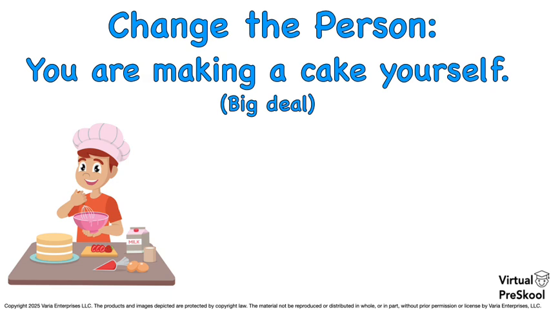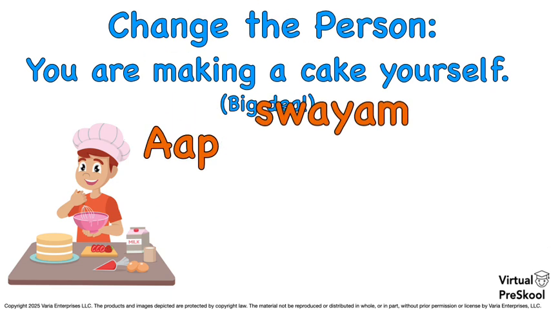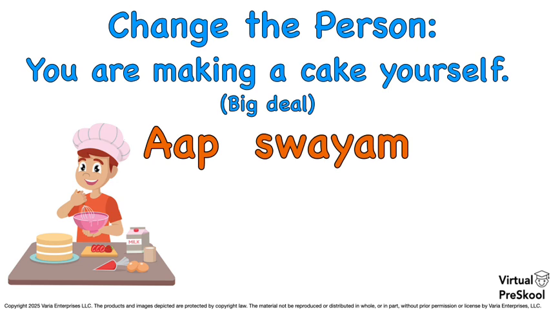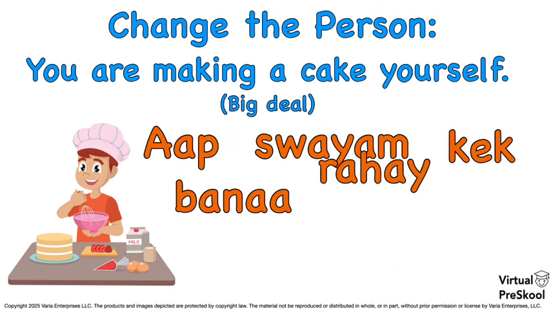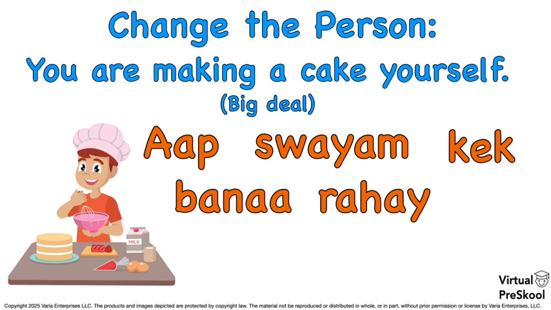Okay, so now let's do, you are making a cake yourself, and this is the big deal. This is the chef that's a big deal. So we're going to use swam here. So what would the sentence be? आप स्वयं केक बना रहे हैं.